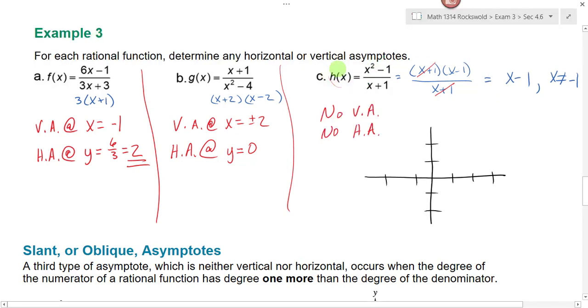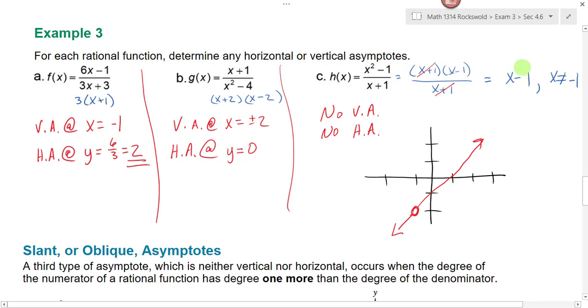If I were to graph this function h of x, I would have a hole in my graph when x is equal to negative 1 and y is equal to negative 2. I would have a hole right here at negative 1, negative 2. And this is a linear function that looks like this. But it has a hole at this point when x is equal to negative 1 and y is equal to negative 2. Where I got the negative 2 from was I plugged in the negative 1 into my reduced fraction and solved for y. So negative 1 minus 1 is negative 2.